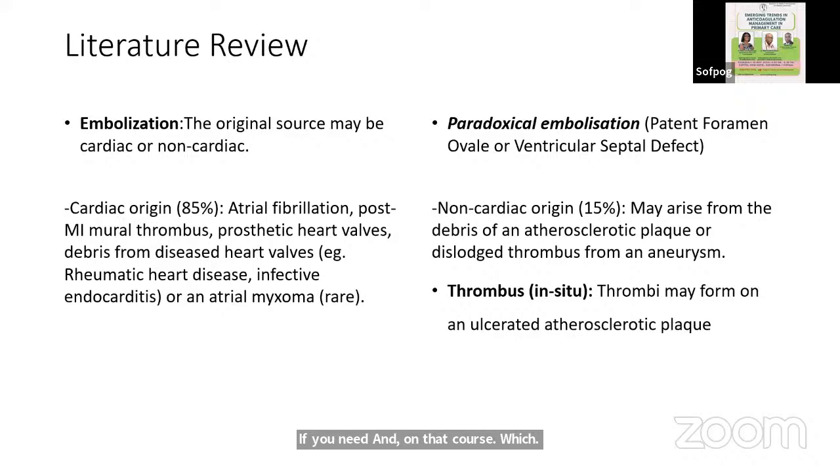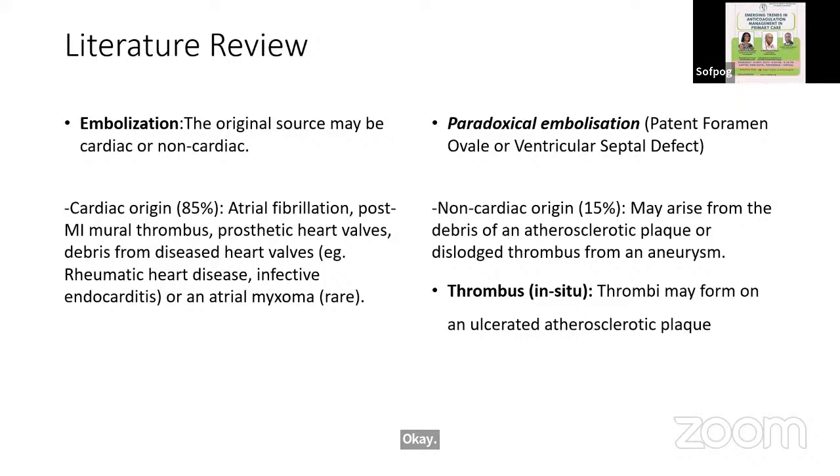So in embolization, you have an embolus that originates from one site and travels to a distal site, and this may be cardiac or non-cardiac. 85% is cardiac. So in your assessment of these patients, these are some of the things that you want to look out for: atrial fibrillation or post-MI mural thrombus, or it could be debris from a diseased valve, or very rarely atrial myxoma.